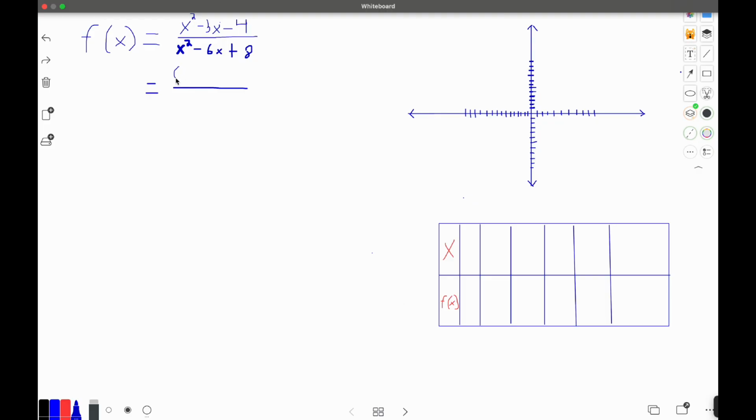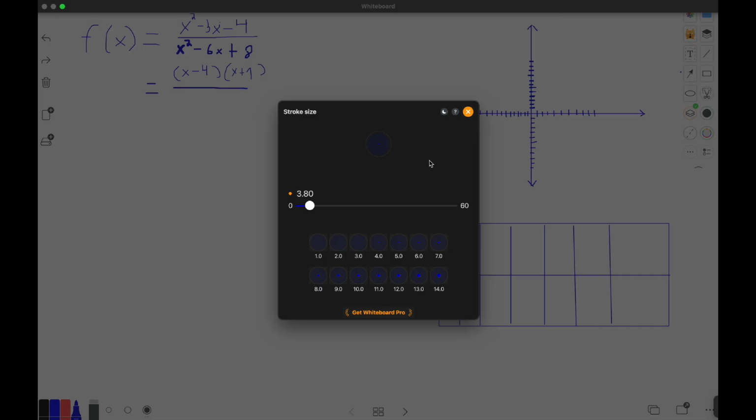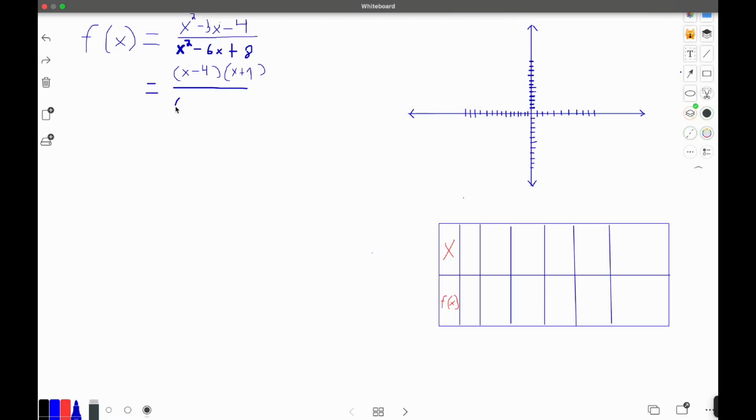So the first thing we do when we encounter any rational function is try to factor the numerator and the denominator. Our numerator is x squared minus 3x minus 4, and that factors to x minus 4 and x plus 1. Now our denominator is x squared minus 6x plus 8, which factors to x minus 4 and x minus 2.